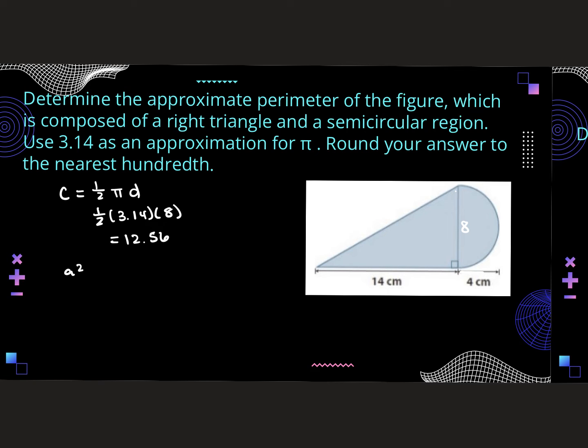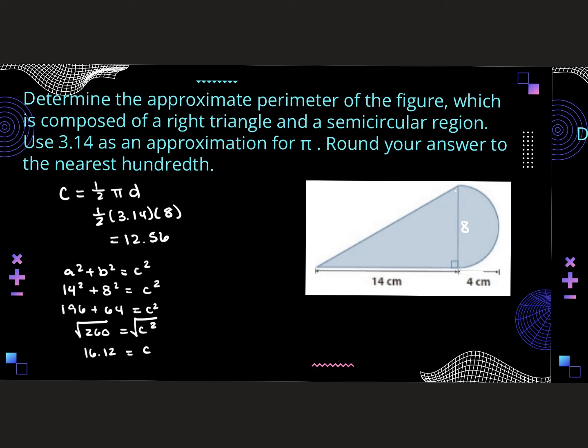So we're going to look at a squared plus b squared equals c squared. From there, we have one of our sides is 14. The other side is 8, and we're looking for our hypotenuse. 14 squared is going to give me 196 plus 64 equals c squared. I get the square root of 260 because I'm trying to find my c. And I get that c is approximately equal to 16.12.